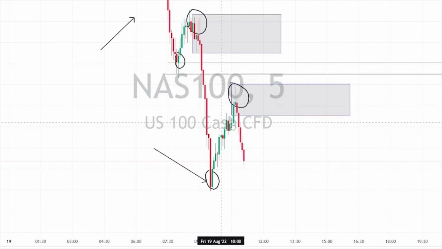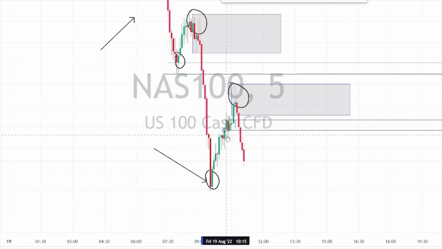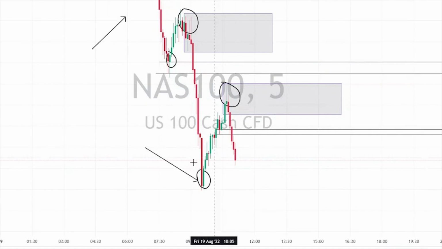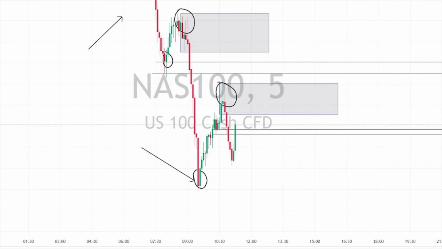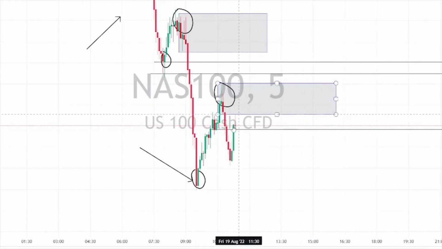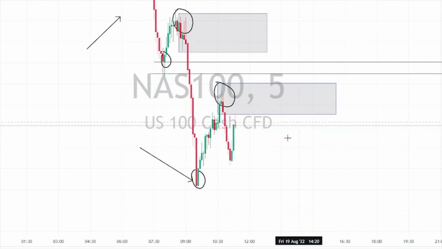Then we mark another structure. We don't have any specific structure here, so I'm just going to mark this high. I could mark this one and just wait and see what happens. The price closed above this resistance, so I'm going to delete it because it's now invalid. Once price closes above it, you delete it.